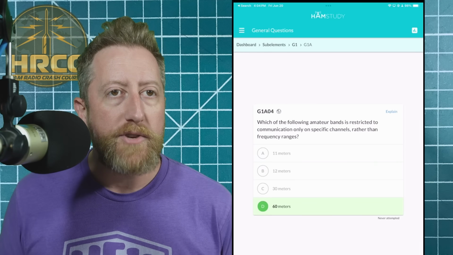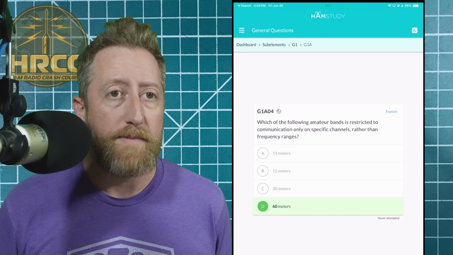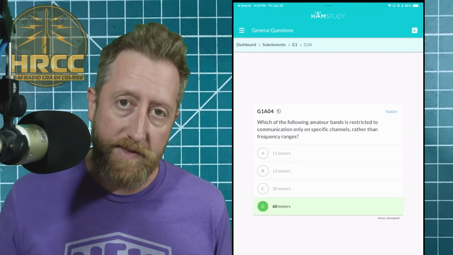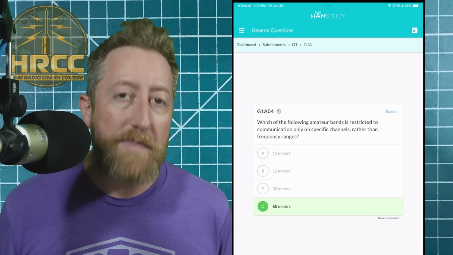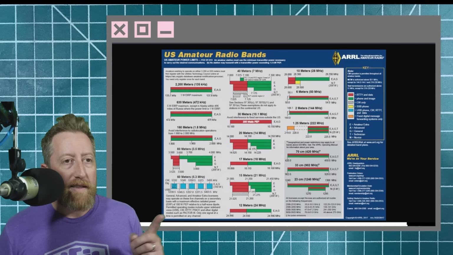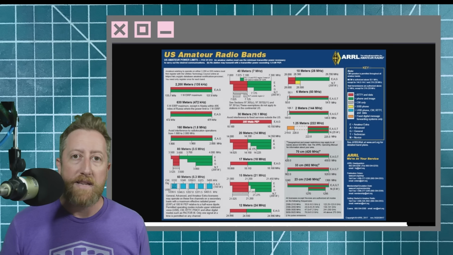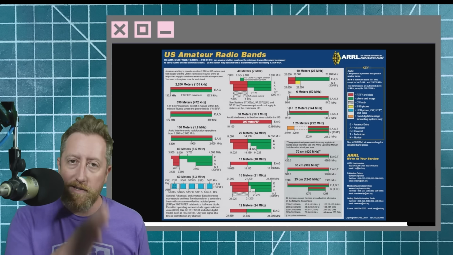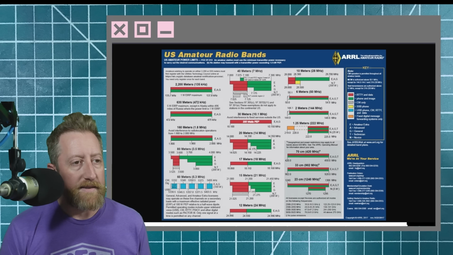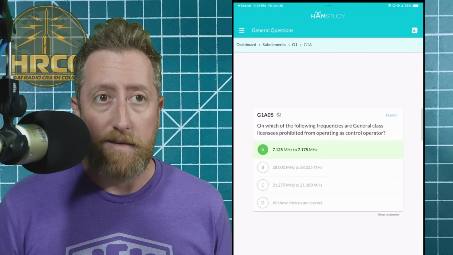Question 4. Which of the following amateur radio bands is restricted to communication only on specific channels rather than frequency ranges? 60 meters. And again, if we go back to our band plan chart there, look right there. That's 60 meters, and it's channelized. It's one of the only HF bands that does that. It's because we're not a primary user on that band, and they want us to line up right in those parking spaces. So make sure you do follow that. That is the unique band of the entire band plan, 60 meters.